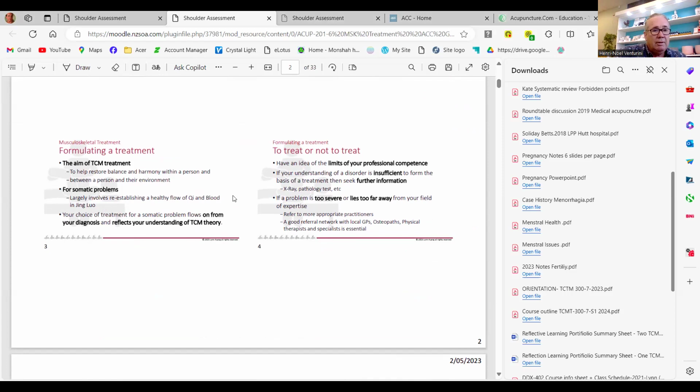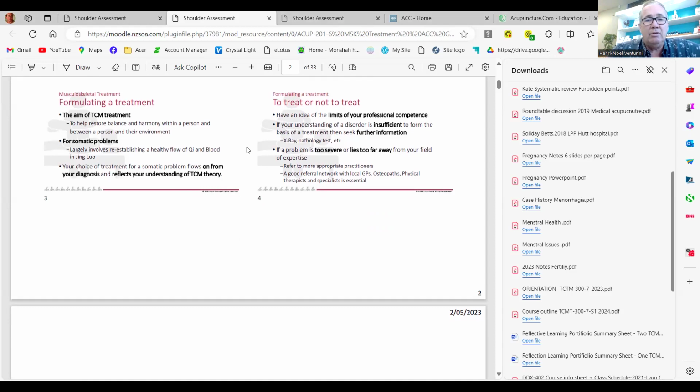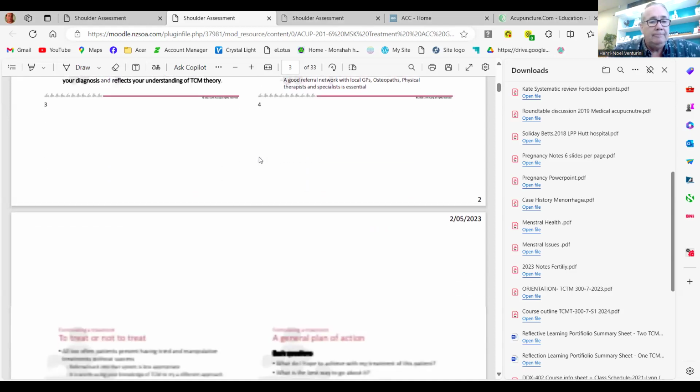Your choice of treatment reflects your diagnosis and your understanding of TCM theory. Have an idea of the limits of professional competence. If your understanding of the disorder is insufficient to form a basis of a treatment, then seek further information, X-ray, pathology test. If a problem is too severe or lies too far away from your field of expertise, refer. Always refer.